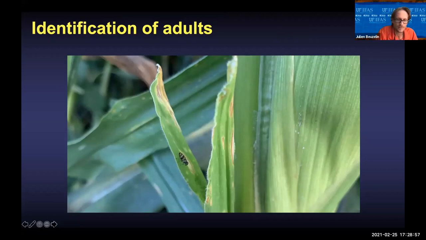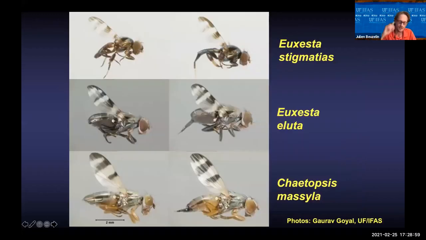So these are pictures of pinned insects that show well the differences among the different species, with Euxesta stigmatia that has those four bands on the wings. If you can see my arrow, Euxesta eluta also has four bands, but that clear spot, and Chaetopsis mucilla, which only has three bands, but here you see there is no band.